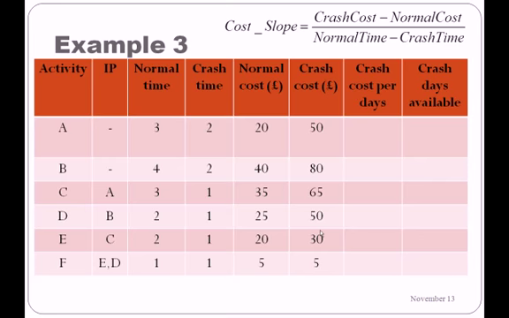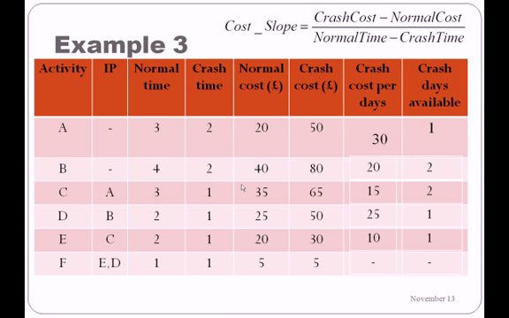This is a full example. So let's look at activity A. The crash cost is 50 minus 20, divided by 3 minus 2, which gives us 30. And the crash days available are 3 minus 2, which is equal to 1. So we can only crash activity A by 1 day. I've completed the remainder for you.